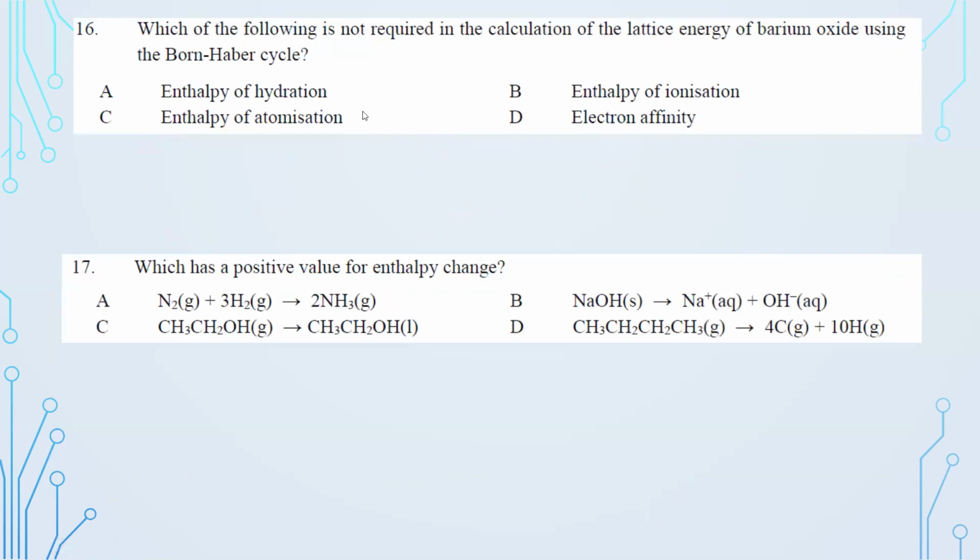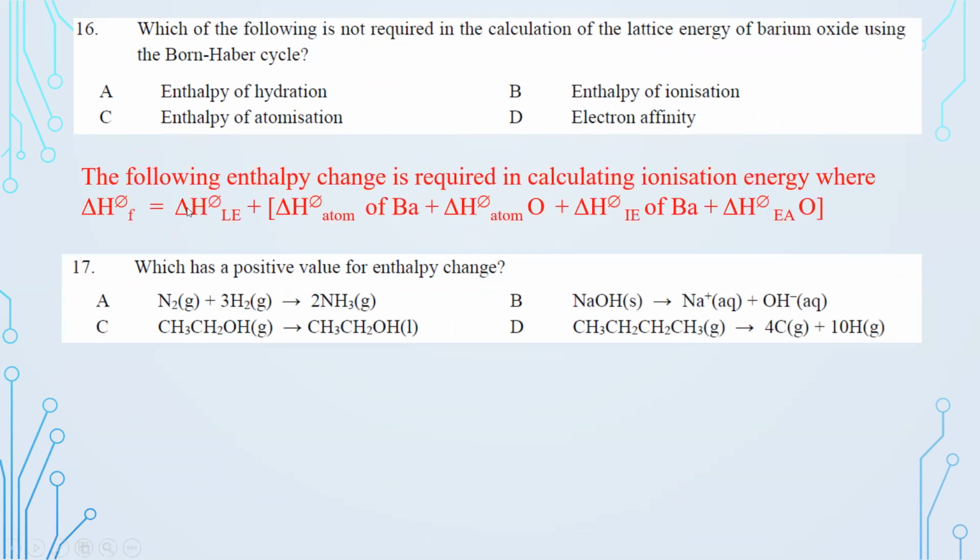Which of the following is not required in the calculation of lattice energy of barium hydroxide, the Born-Haber cycle? So in Born-Haber cycle, we are going to use total enthalpy change of formation equals lattice energy plus atomization of barium, atomization of oxygen, the ionization energy of barium, electron affinity of oxygen. So in here, it seems that hydration is not involved in the Born-Haber cycle. So the best answer in here is A.